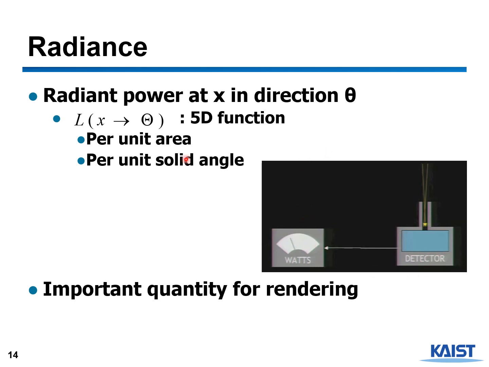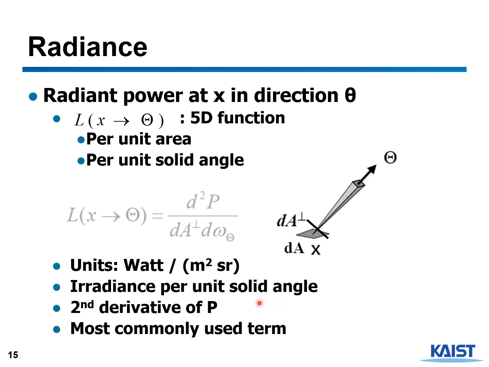The measuring of radiance can be visualized like this. Basically, we want to measure the energy at a particular point and a particular direction. This is an important quantity for rendering. The radiance is defined by the second derivative of power divided by dA. Here I use this notation for orthogonal. The radiance is defined on the orthogonal space.